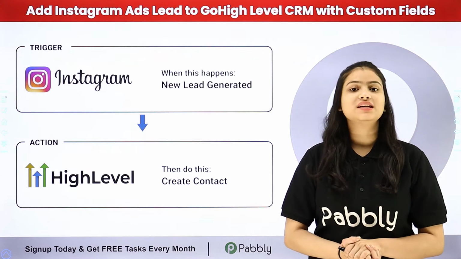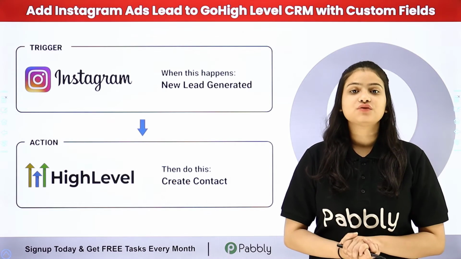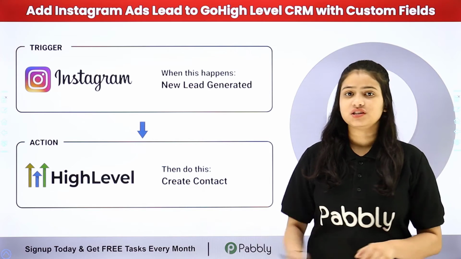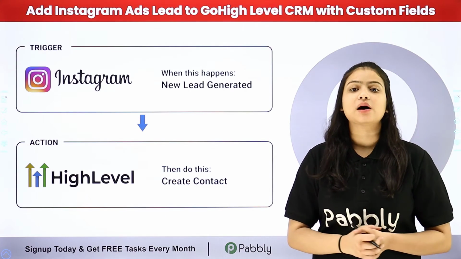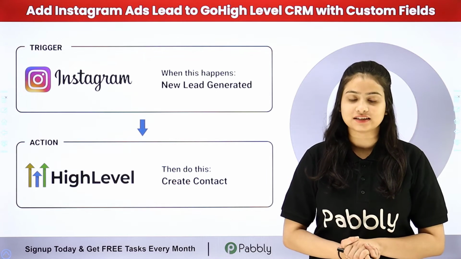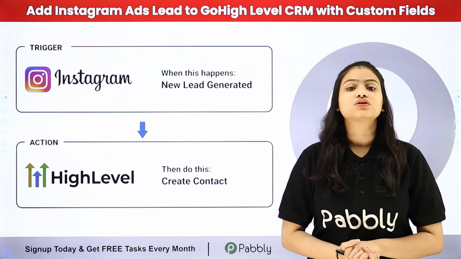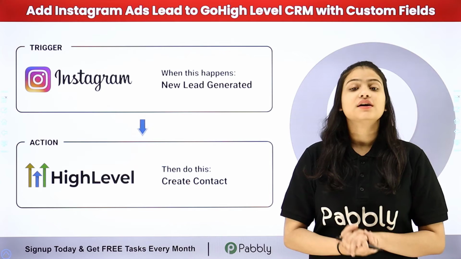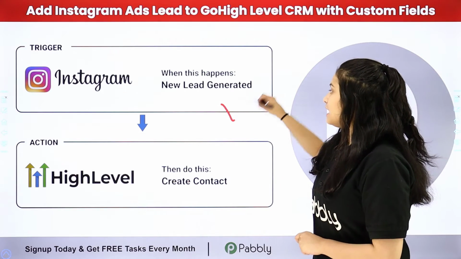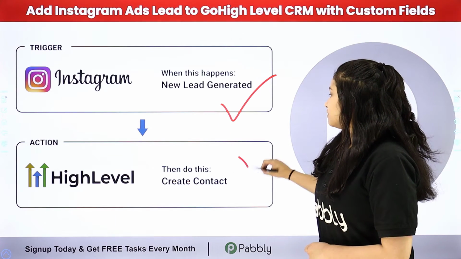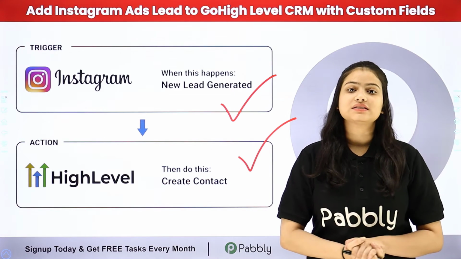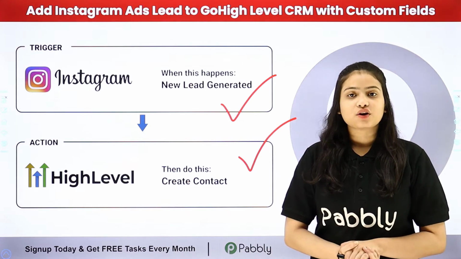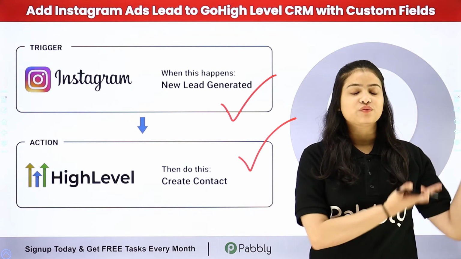So how are we going to automate this entire process? For this, we will have to set up a connection between these two applications, and we are going to do that without any coding or programming skills, with the help of Pabbly Connect, which is an amazing automation and integration software. Pabbly Connect works on two principles, trigger and action. In the trigger, we are going to take Instagram lead ads, and in the action, we are going to take GoHighLevel CRM. We are going to set up a connection between these two applications to automate this entire process. And to learn this entire automation step by step, let me take you all to my screen.